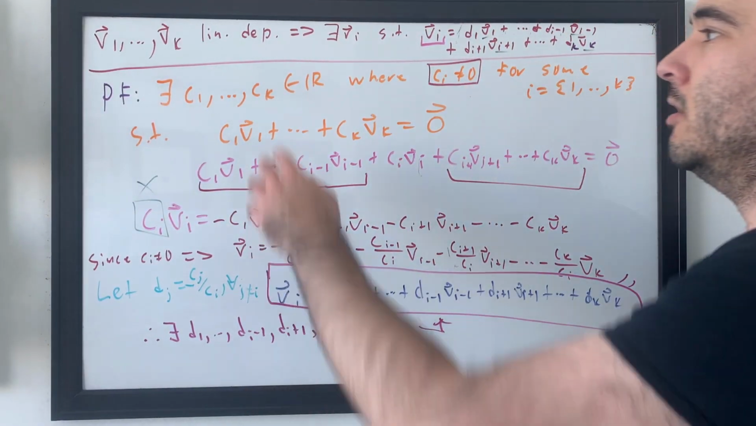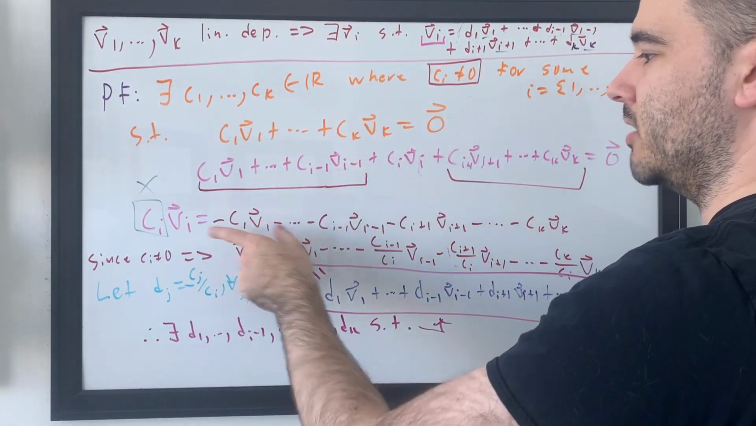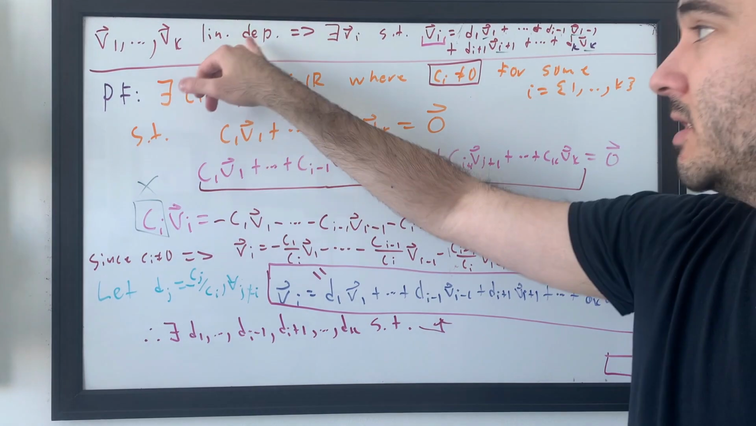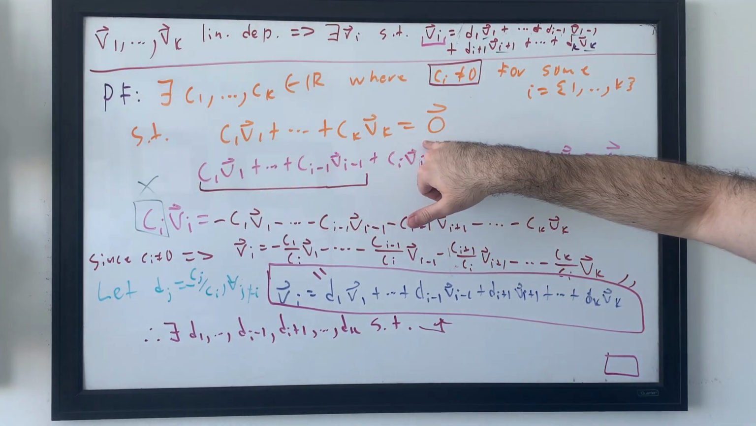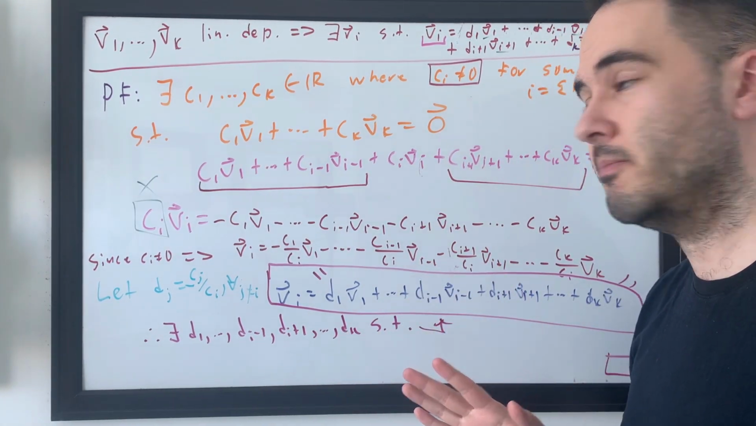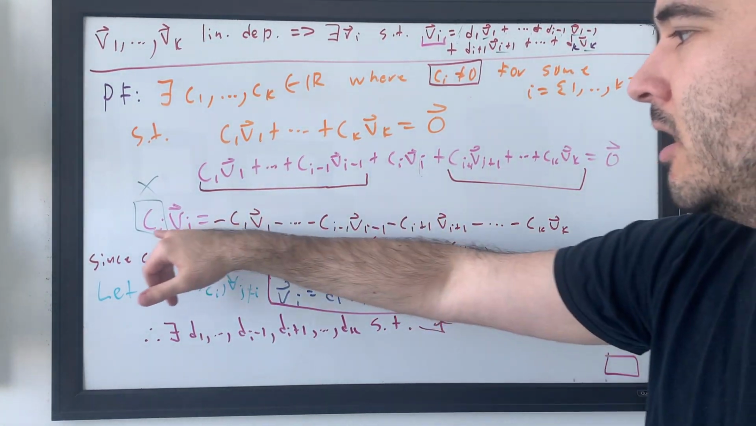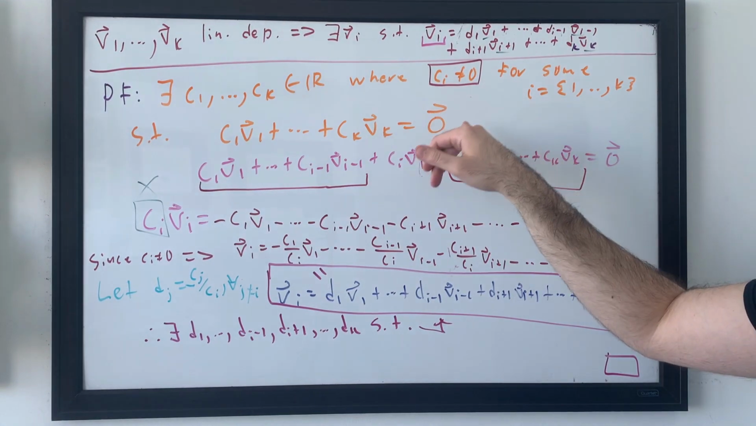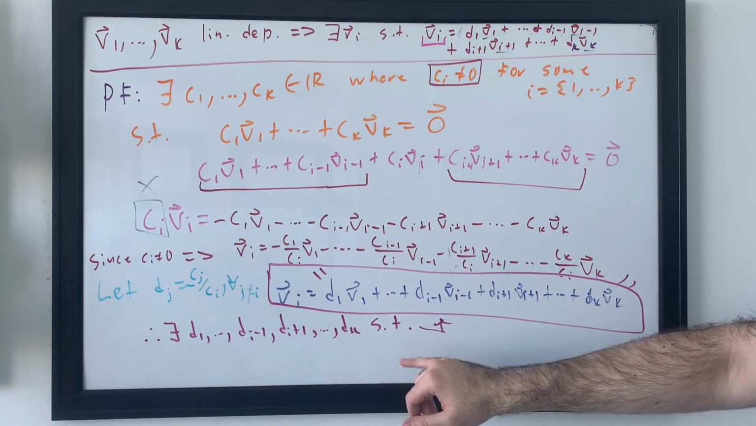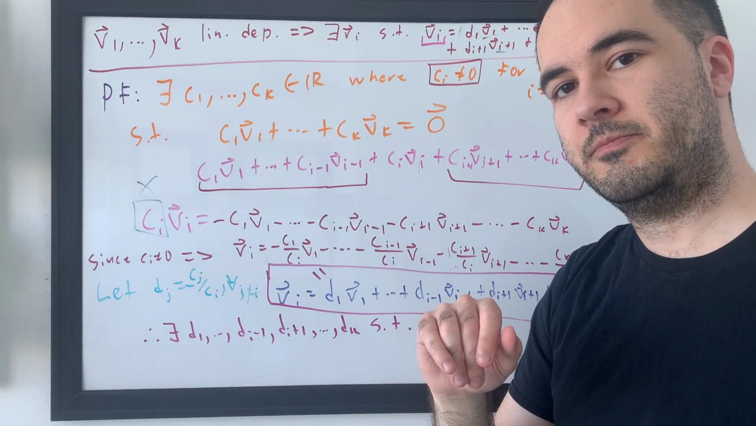Okay, so let's review. We stated that if v1 to vk were linearly dependent, that meant there exists a vi such that it was written as a linear combination of the others. We got this because we said if it's dependent, then there exists some solution to this one where at least one of those values is not 0. Otherwise, it would just be the trivial solution. After that, we did some rearranging. We brought everything else to the other side. We divided by ci because we know it's not 0. And then finally we set dj to be minus cj over ci, and we got that vi can be written as a linear combination of the other vectors.